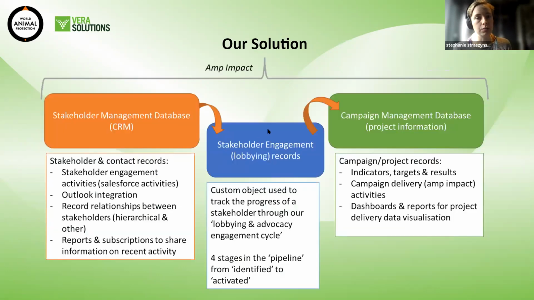So then our solution. We're almost a year into our use of the system at the moment. This is a fairly simple diagram, but what is interesting about our solution is that it's all within AMP Impact. Salesforce being a CRM by nature means that we are able to use all of the stakeholder management features as part of our own stakeholder management systems. So we're using it as a CRM. We have stakeholder and contact records. We're logging activities, those are the Salesforce activities we're using. The integration with Outlook is really, really popular.